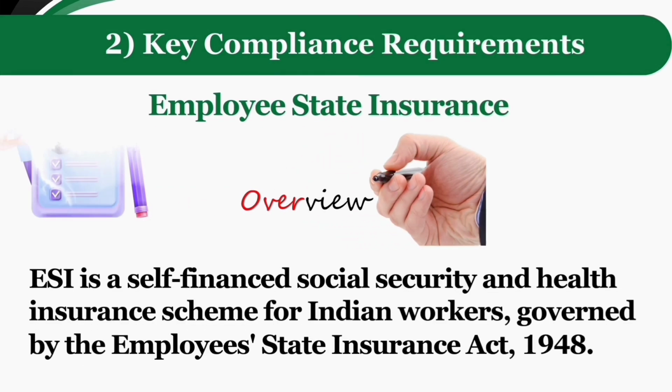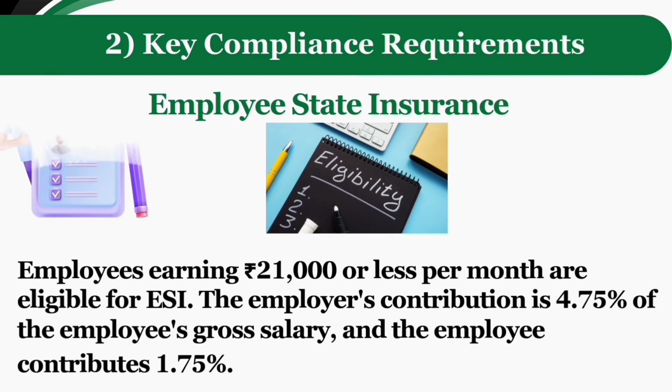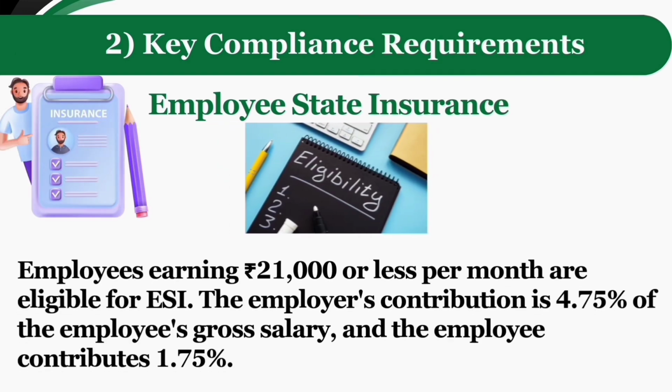Next is Employee State Insurance. What is this? Employee State Insurance is a self-financed social security and health insurance scheme for Indian workers governed by the Employees State Insurance Act 1948. Now, what is the eligibility? Employees earning 21,000 or less per month are eligible for ESI. The employer's contribution is what? 4.75% of the employee's gross salary, and the employee contributes 1.75%.